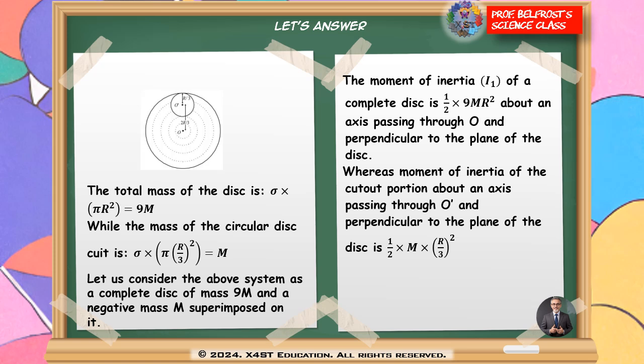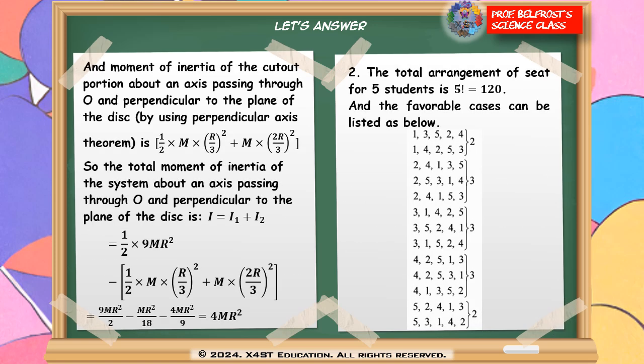and perpendicular to the plane of the disk, whereas the moment of inertia of the cut-off portion about an axis passing through O and perpendicular to the plane of the disk is half times m times (r over 3) squared. The moment of inertia of the cut-off portion about an axis passing through O and perpendicular to the plane of the disk can be found by using the parallel axis theorem. It gives us half times m times (r over 3) squared plus m times (r over 3) squared.